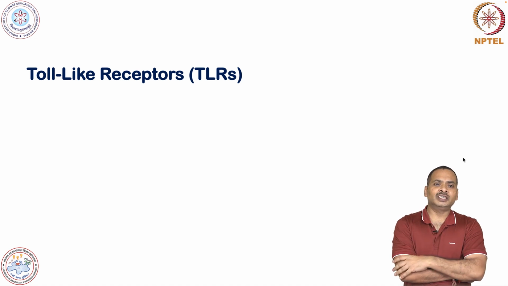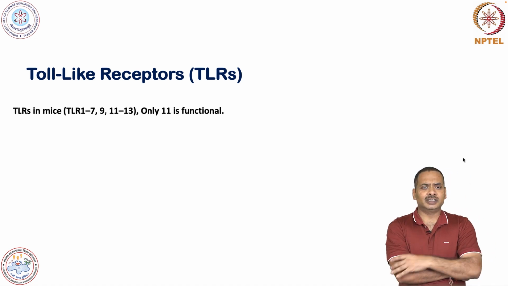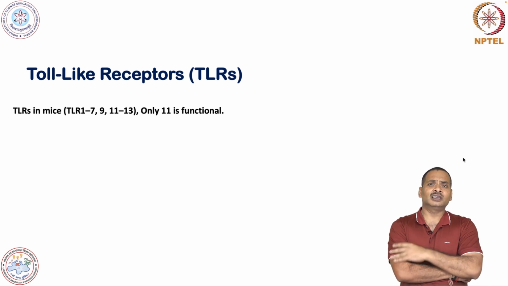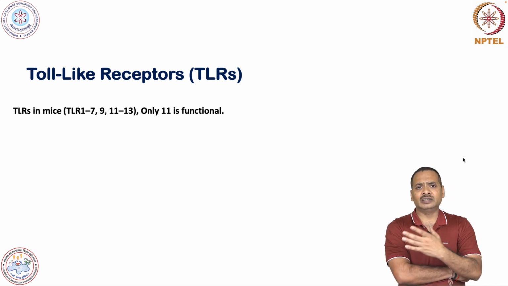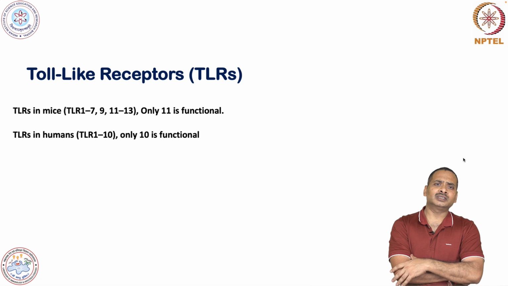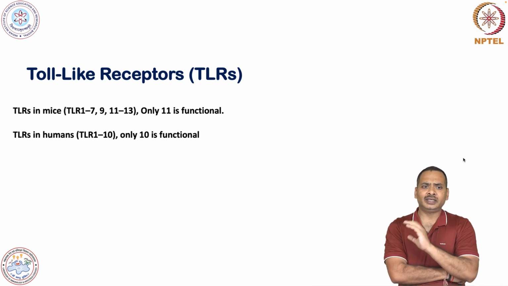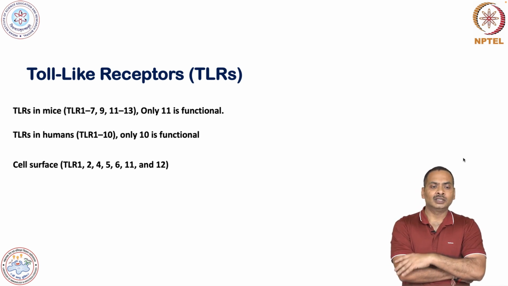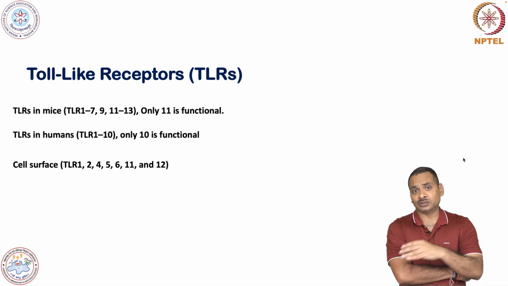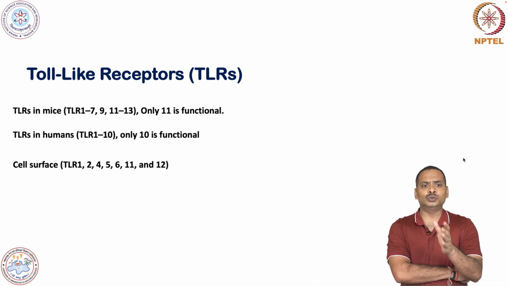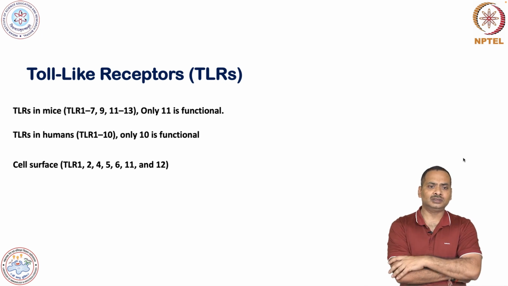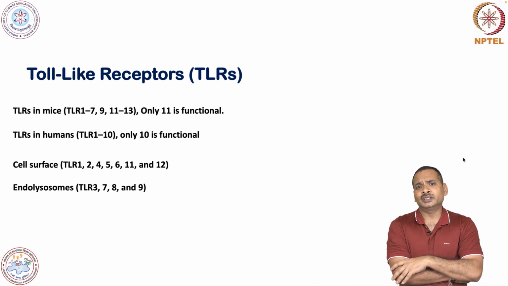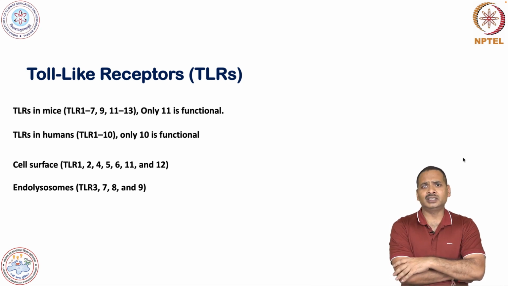Now, I will take you to the TLRs, which we have discussed. In mice, TLR 1 to 7, 9, and 11 to 13 are present, so only 11 TLRs are functional. In humans, there are TLR 1 to TLR 10, and only 10 functional TLRs are present. Some of these TLRs are expressed on the cell surface, like TLR 1, 2, 4, 5, 6, 11 and 12. In endosomes, there are 4 major TLRs, that is TLR 3, 7, 8 and 9.